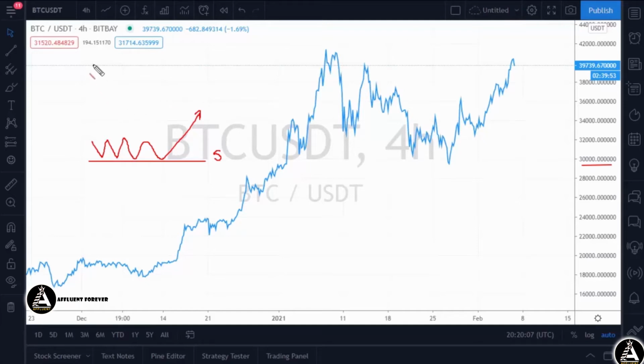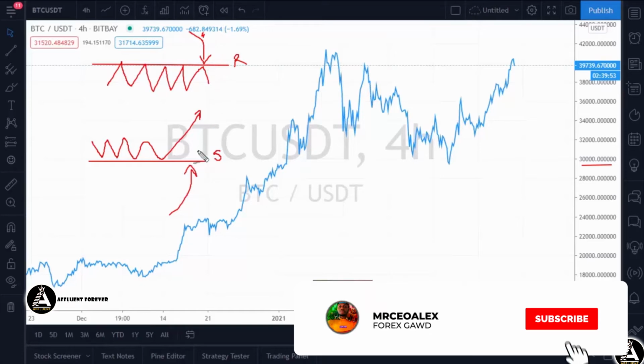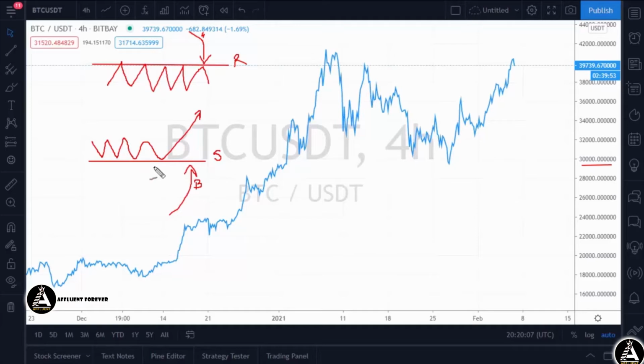And as I'm sure you can guess, resistance is the exact opposite. So it tries to break through and it can't, and that becomes resistance. Now, what causes this is a lot of volume, a lot of buy orders in this area, or in this case, sell orders. So much that the buyers can't overcome the selling orders, or the sellers can't overcome the buying orders. Every time they push it down, the buyers come back to pick it up.